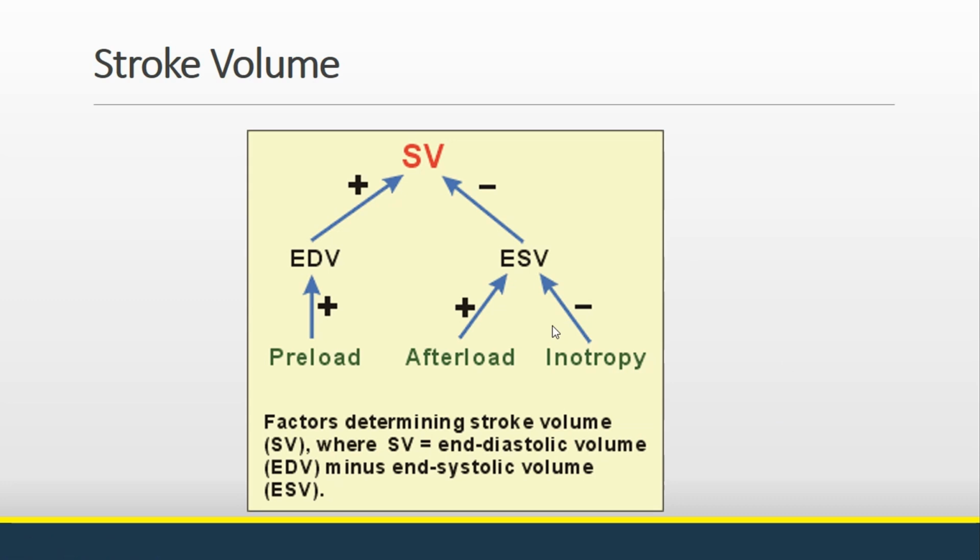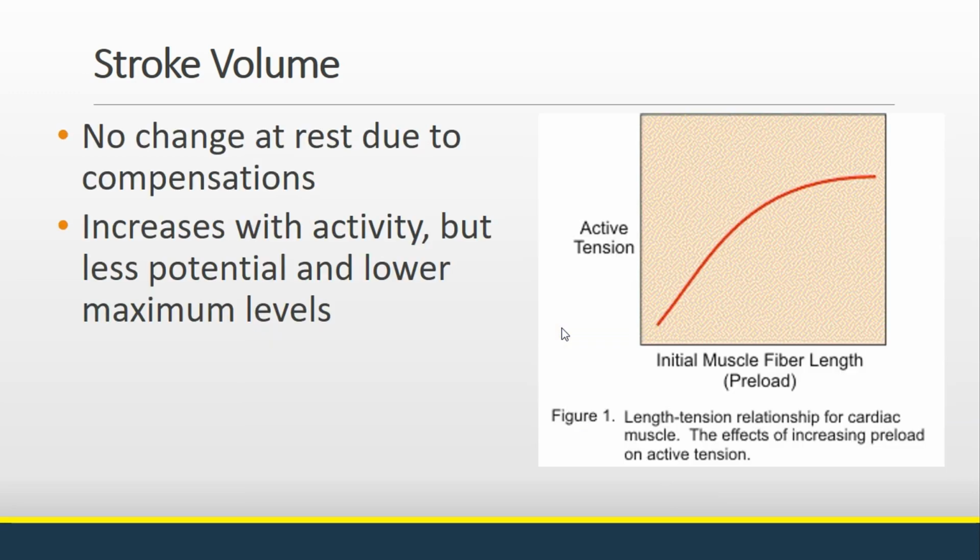So stroke volume, let's talk about stroke volume for a few minutes. As you clearly remember, I know, stroke volume is end diastolic volume minus end systolic volume, and you see preload, afterload, and inotropic effects all determine that stroke volume. Okay, so that should be a quick review for you. What we see during functional activity is really no change at rest due to compensations. So what happens is we use the Frank Starling principle, we put more stretch on the muscle fibers, which then creates a more forceful contraction to cause stroke volume to go up.